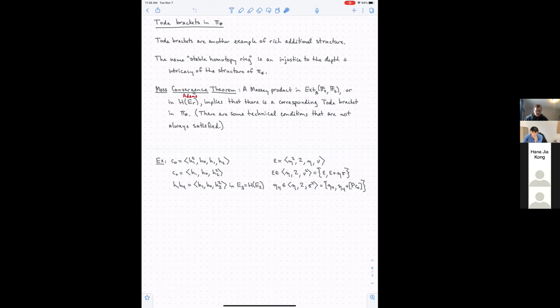Okay, and then the third example here is the other kind of example. So here is a Massey product that you can form in E3, the homology of E2. So the differential now is the Adams d2. There's an Adams d2 here.